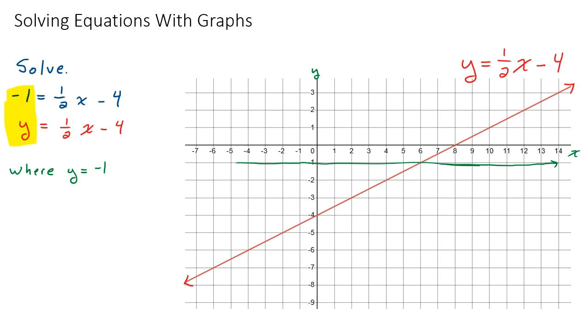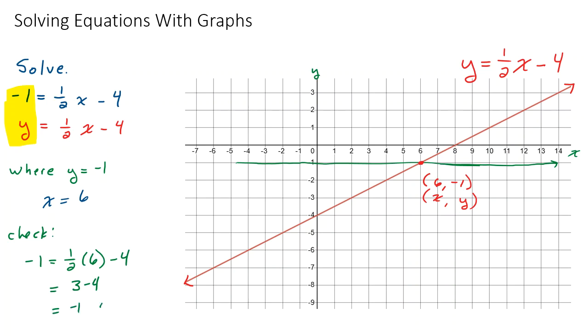So if I see where that line intersects with the red line, which is at the point 6, -1, this tells me when x is 6, y is -1. So the solution to this equation is x equals 6. And we could check that. Let's check. If I put 6 in for x, does the result on the right-hand side equal -1? Yes, it does. Check. All right, so that is the solution.